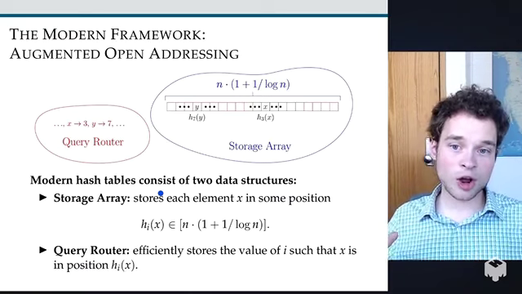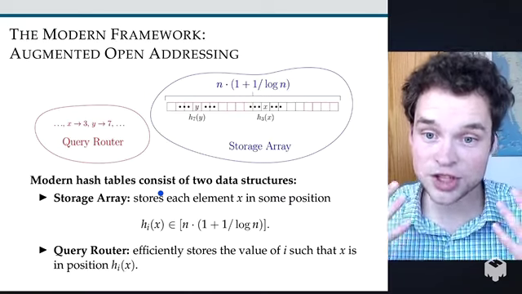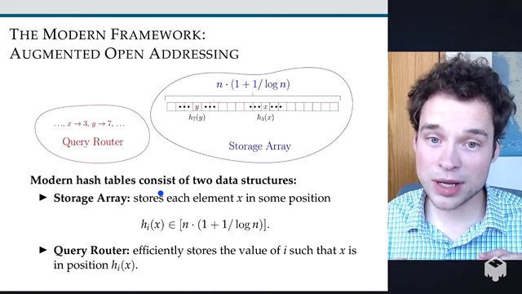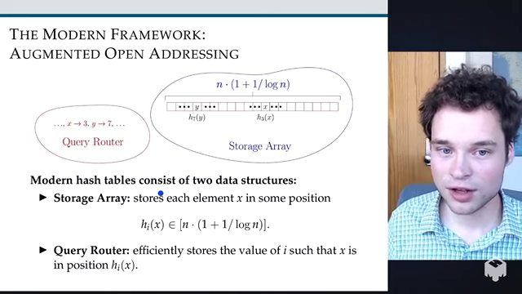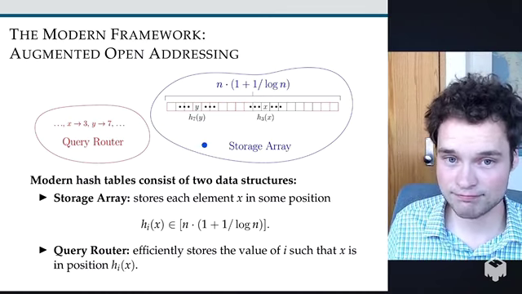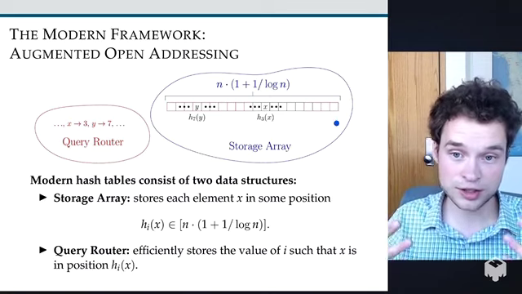So it turns out what all known succinct hash tables do is they do an interesting tweak on this. Modern hash tables actually consist of two data structures. The first is a storage array. That's where the keys are actually stored.